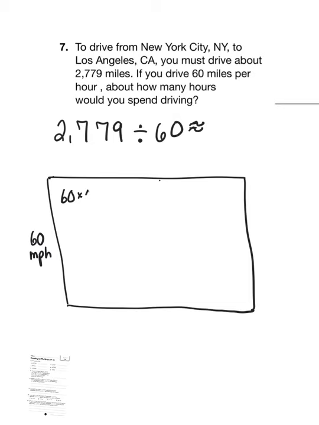So let's start by multiplying. Let's do 60 times 40. I can multiply my non-zero digits first, which are 6 and 4, gives me 24. And then count up my zeros. I have 2 zeros, so I need to have 2 zeros on this side. Okay, so that gives me 2,400.